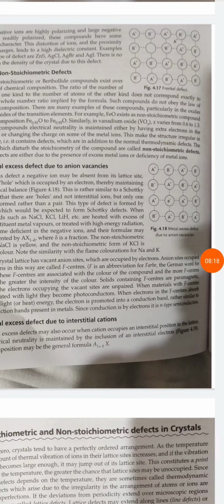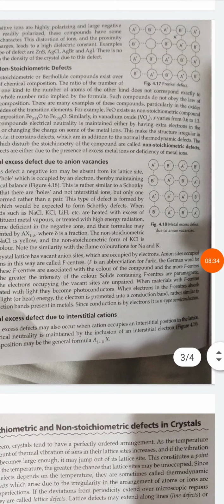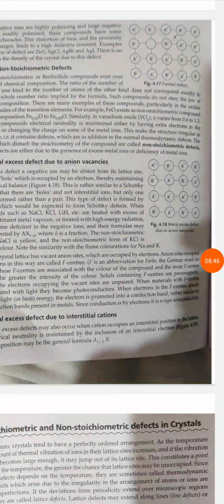The crystal lattice has vacant anion sites which are occupied by electrons. Anion sites occupied by electrons in this way are called F centers, because F is an abbreviation for Farbe, the German word for color. These F centers are associated with the color of the compound, and the more F centers present, the greater the intensity of the color. The solids containing F centers are paramagnetic because the electrons occupying the vacant sites are unpaired.